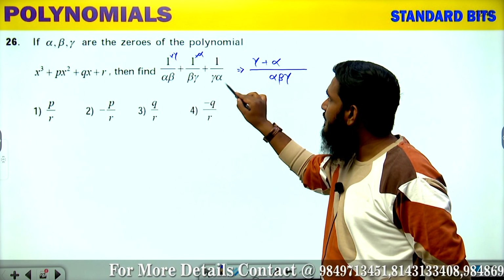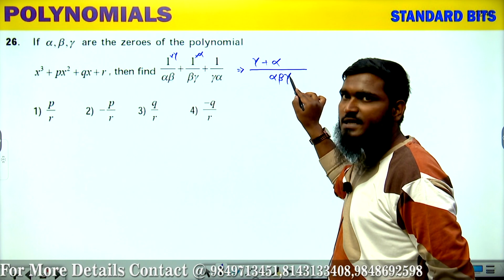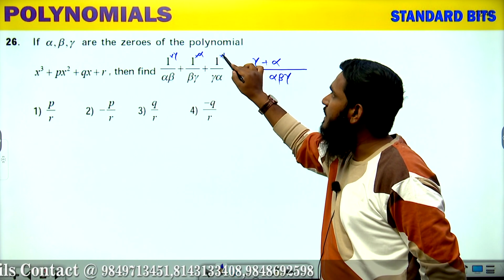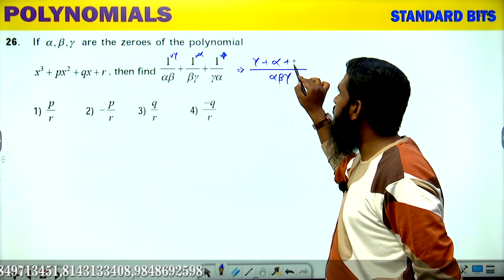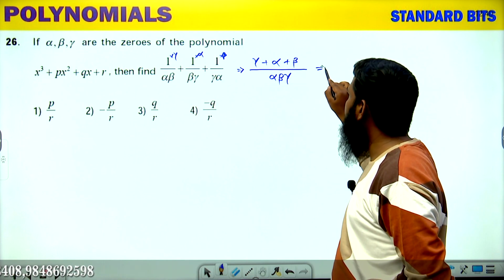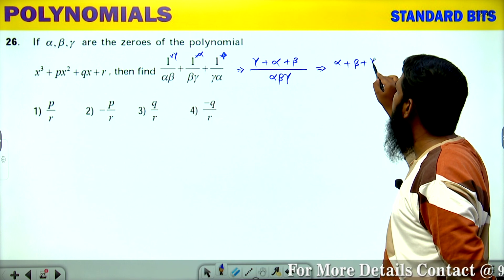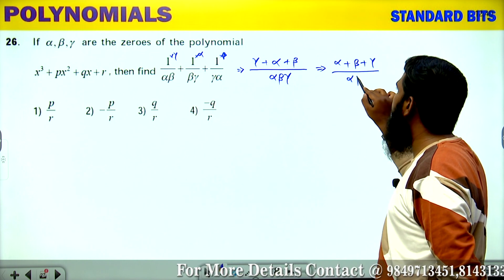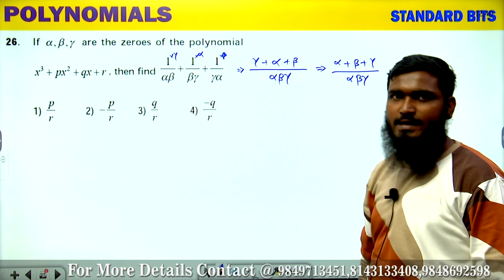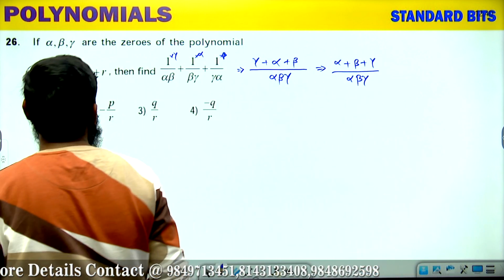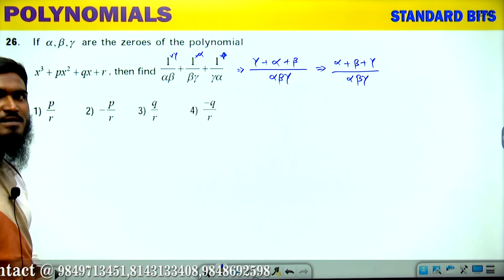Now next, we have gamma alpha. Gamma alpha means beta is not there. So we have to multiply this part with beta. So plus 1 into beta means beta. So or else we can write it as alpha plus beta plus gamma divided by alpha beta gamma. Like this we have taken over here. Now first let us find out that alpha plus beta plus gamma value.